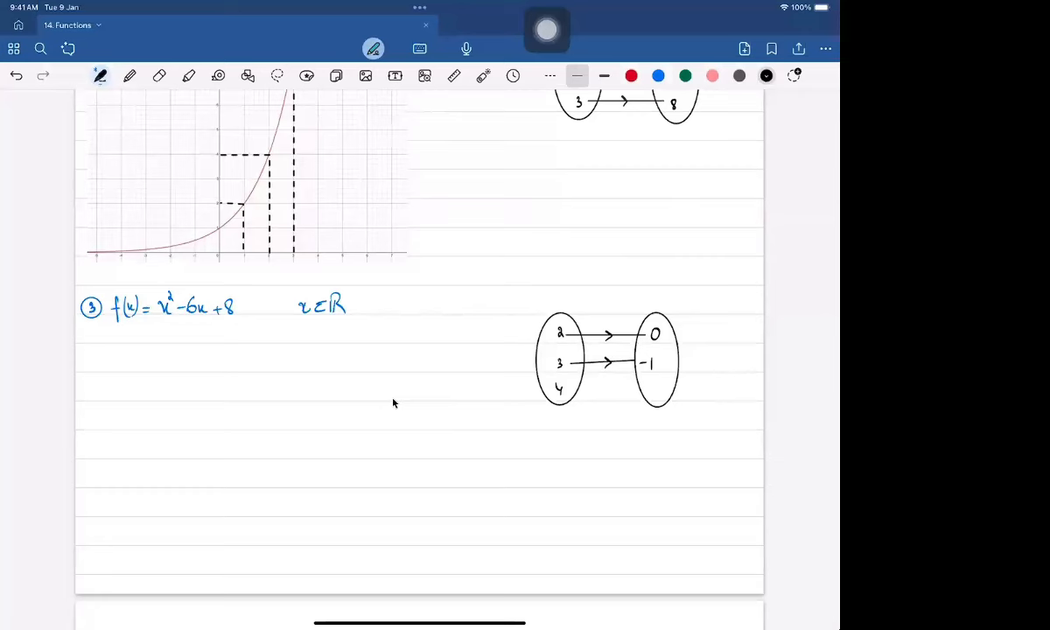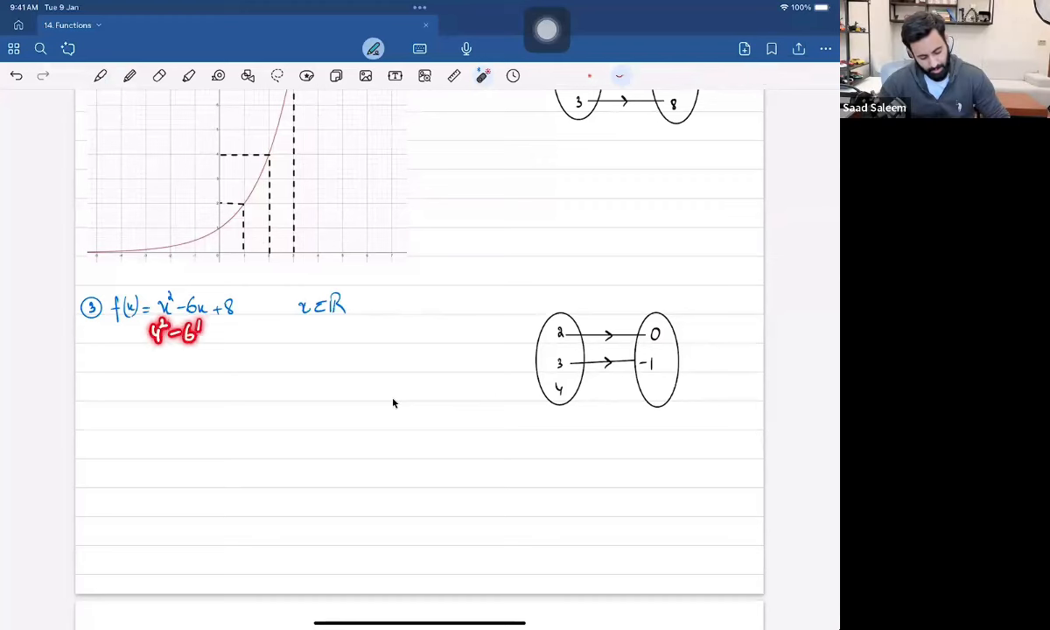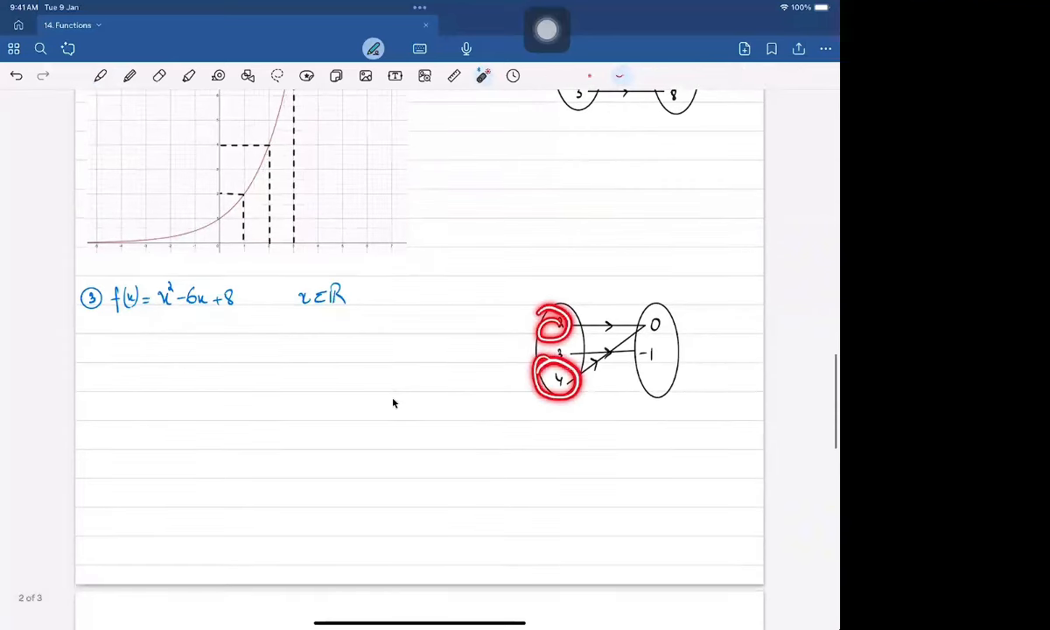What happens if I plug in 4? 4 squared minus 6 into 4 plus 8. 16 minus 24 is minus 8. Minus 8 plus 8 is 0. So what kind of function does this become? This becomes a many-to-one function. Why? As we can see, there are many values that are giving us the same y value.